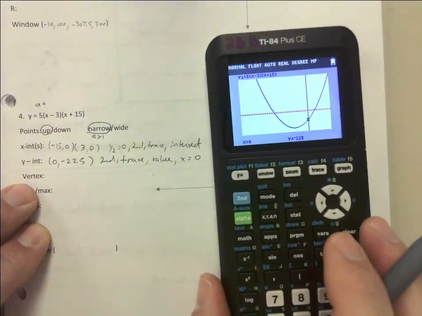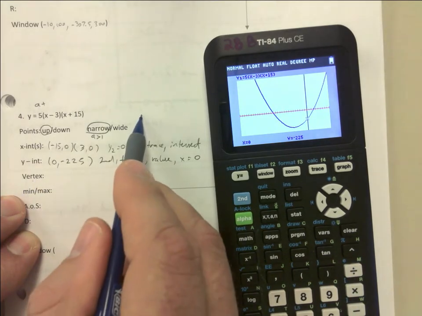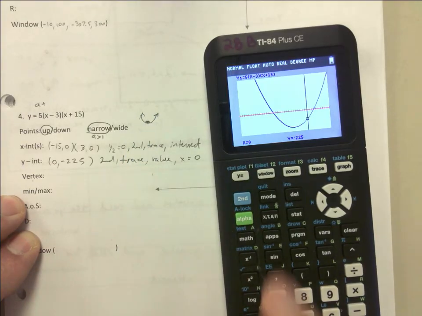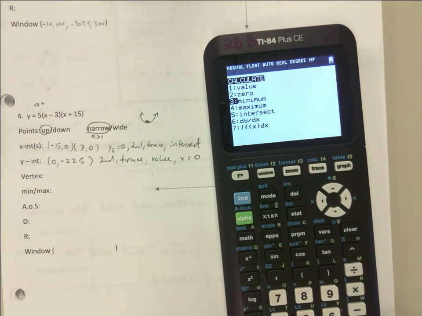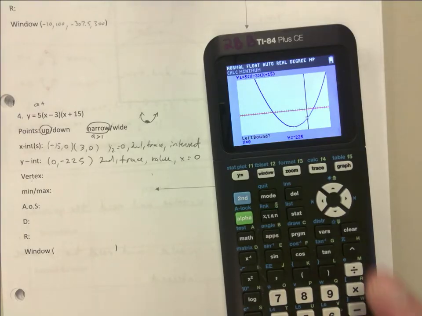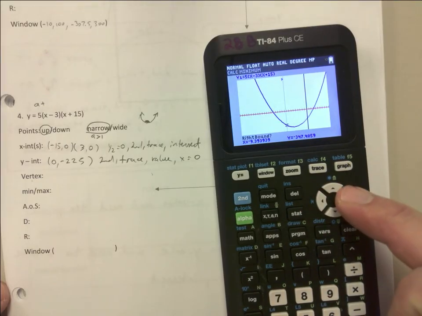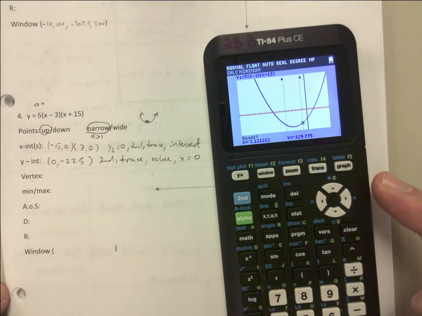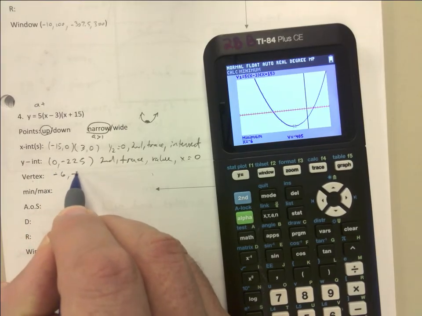The vertex, it's a minimum, right? It's a minimum because this is the curve, and the vertex is the lowest point. So you have to select minimum. If you select maximum, it's going to try, but it's going to give you the wrong answer. You go to the left of the boundary, enter. You go to the right of the boundary, enter. And then enter one more time when it says guess. And so you get negative 6, negative 405.